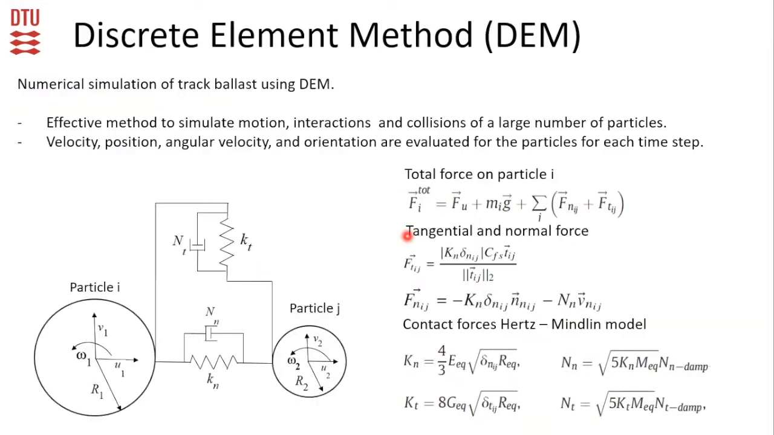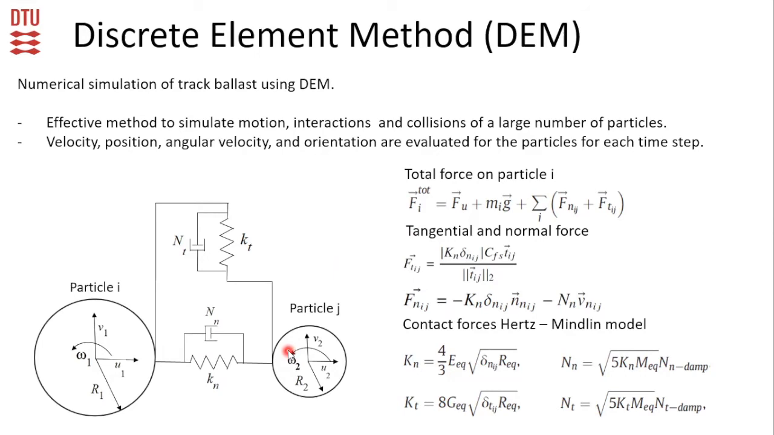As earlier mentioned, the discrete element method is used to simulate the track ballast. DEM is an effective way to simulate motion, interactions, and collisions of a large number of particles. Hence, it is very useful for simulating ballast stones. The particles are treated individually with their own velocity, position, angular velocity, and orientation. And those are evaluated for each simulation time step. Here it is illustrated for particles I and J.